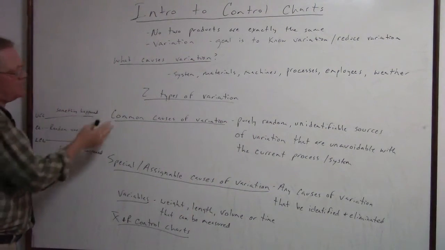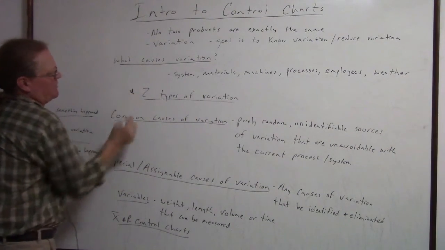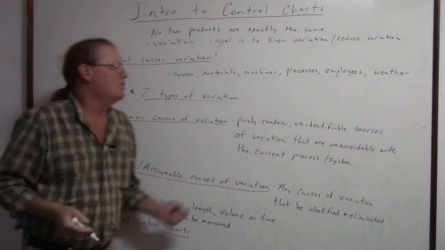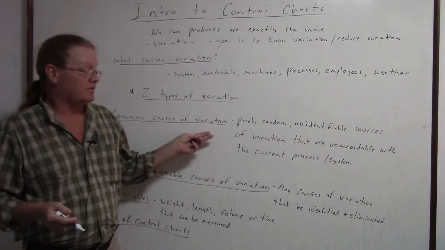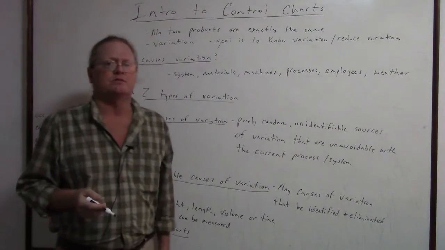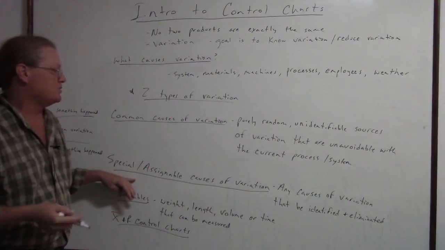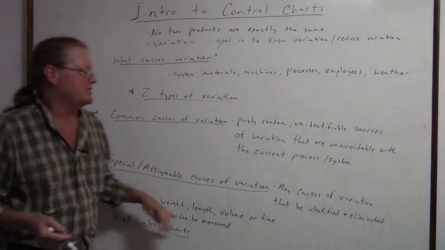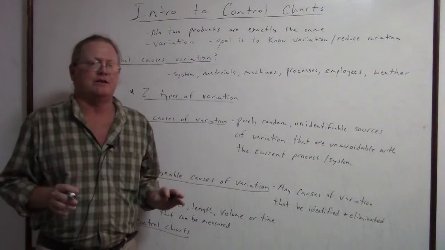So, 2 concepts here. We have 2 types of variation. We have common causes of variation, which are purely random, unidentifiable sources of variation that are unavoidable with the current process. Now, that's number 1. And number 2, special or assignable causes of variation: any causes of variation that can be identified and eliminated.